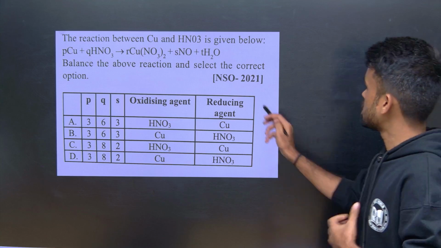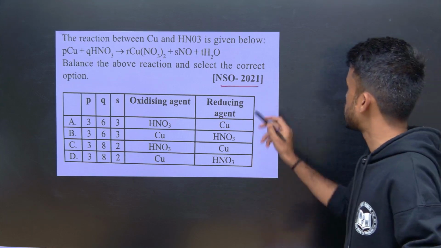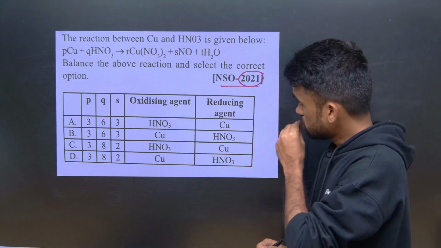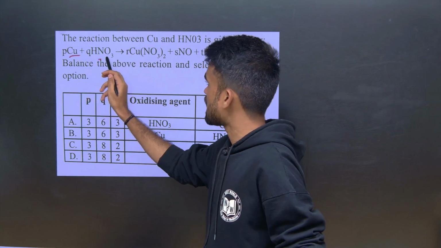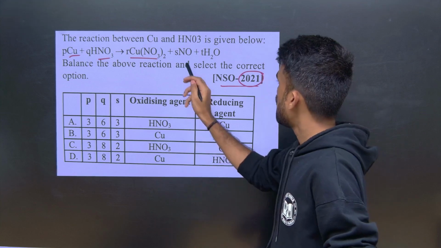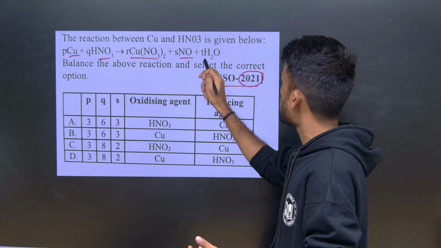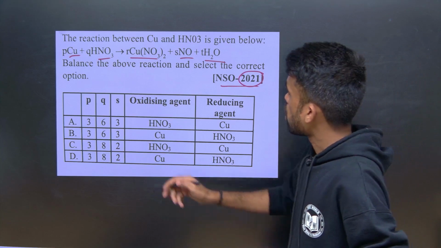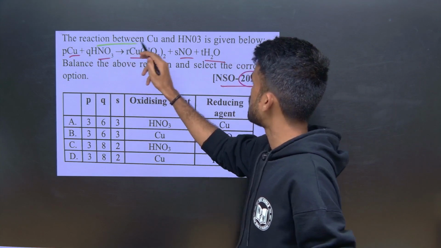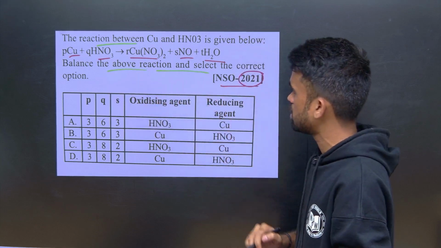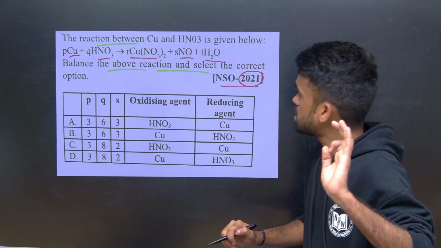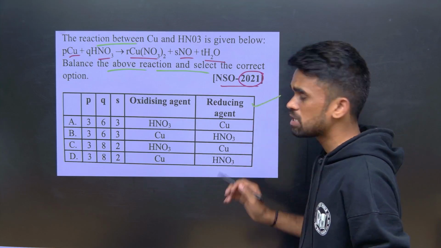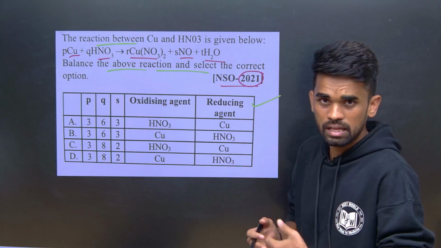Now this is from Science Olympiad 2021. Let us see this. This is a very easy question, just try to understand it. Copper plus nitric acid forming copper nitrate, and nitric oxide NO is formed, and water is also formed. We need to balance this reaction. First of all, understand which is the oxidizing agent and which is the reducing agent here, because from the options we need to go, that will save our time.